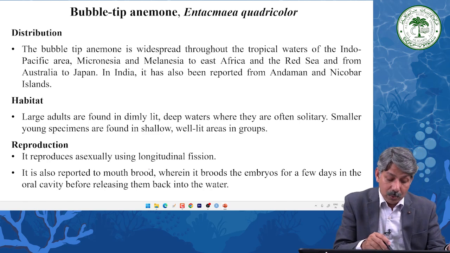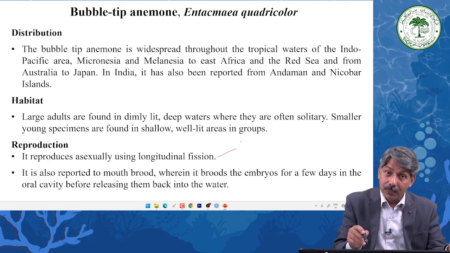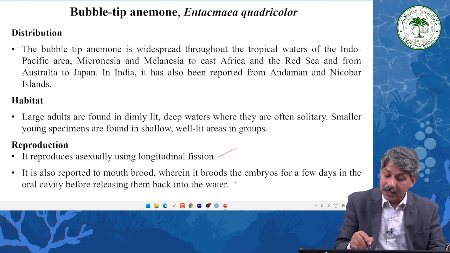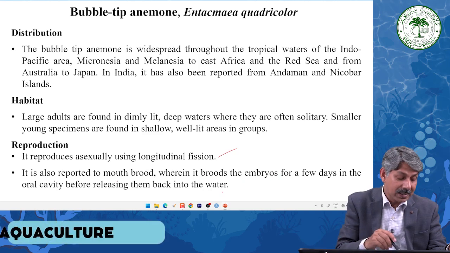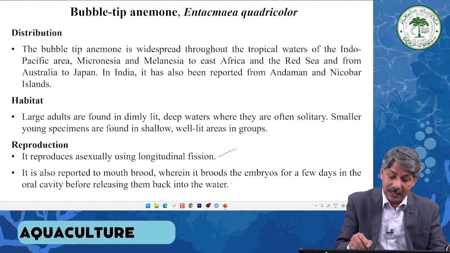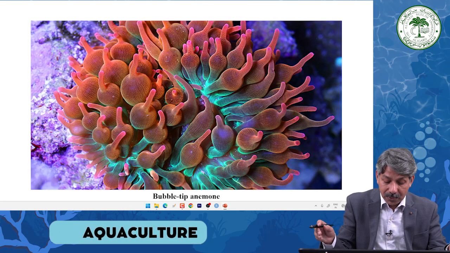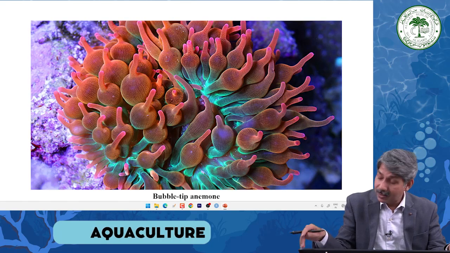It reproduces asexually using longitudinal fission. It is also reported to mouth brood, wherein it broods the embryos for a few days in the oral cavity before releasing them back into the water. So, these are beautiful bubble tip anemones that you can see here.